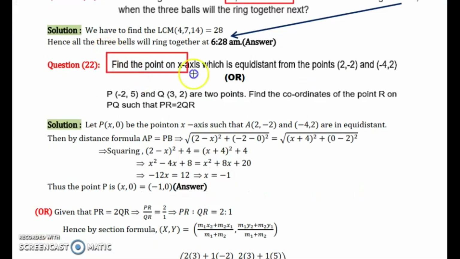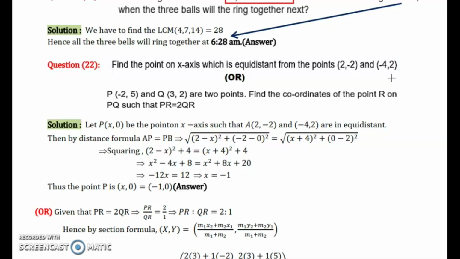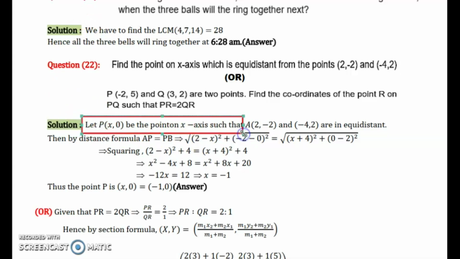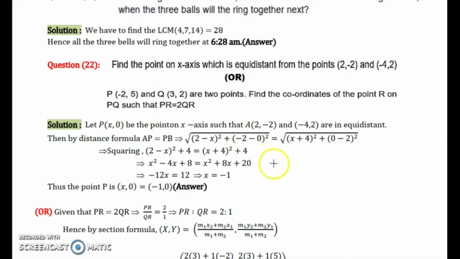Find the point on the x-axis which is equidistant from the points A (2, -2) and B (-4, 2). This is a very simple question. Therefore, let us take a point (x, 0) which is on the x-axis, which is observed to be equidistant.